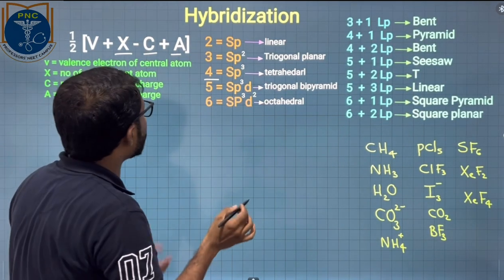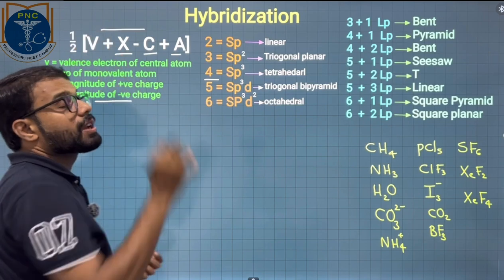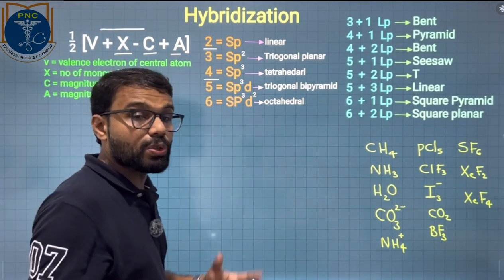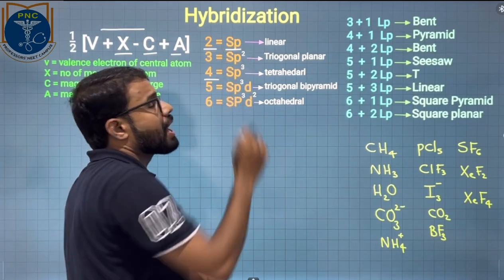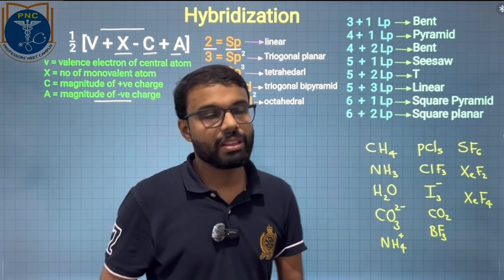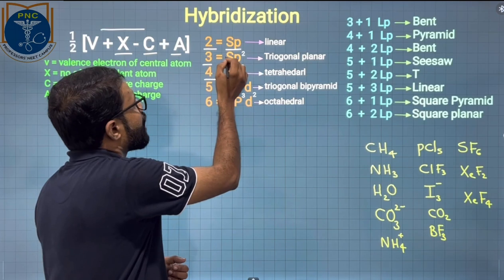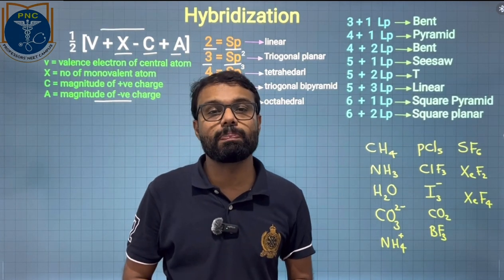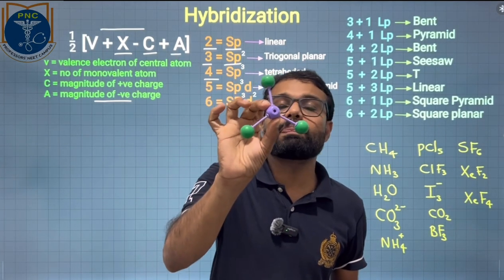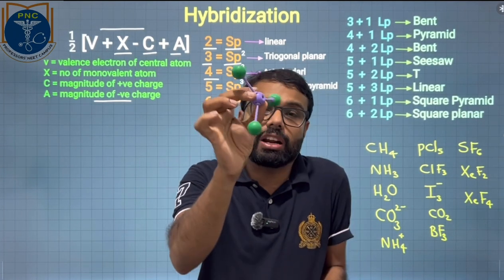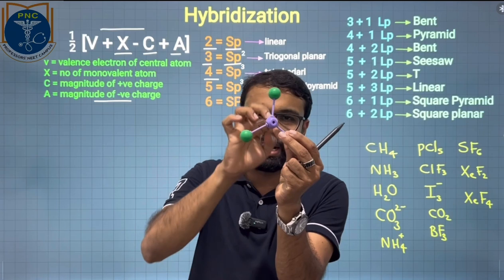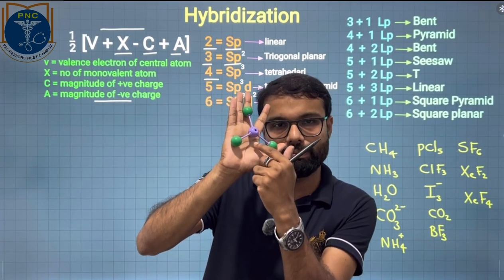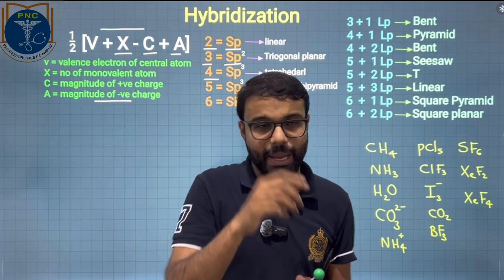So if you apply these things in this equation, you are getting some simple numbers like 2. If it is 2, hybridization is sp and shape is linear. Then if it is 3, the hybridization is sp2 and shape is trigonal planar. You can see it is trigonal planar, like a samosa, triangular. If I keep this in my palm, all the atoms touch the palm. So, trigonal planar.